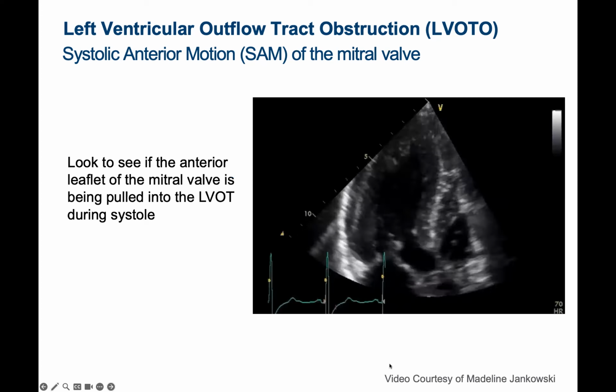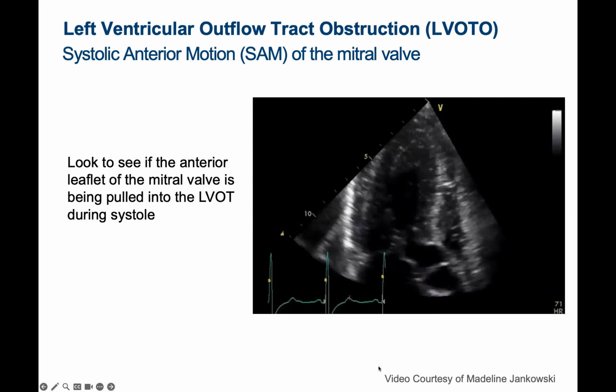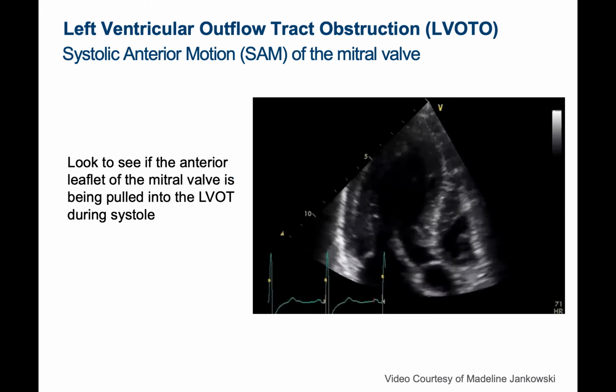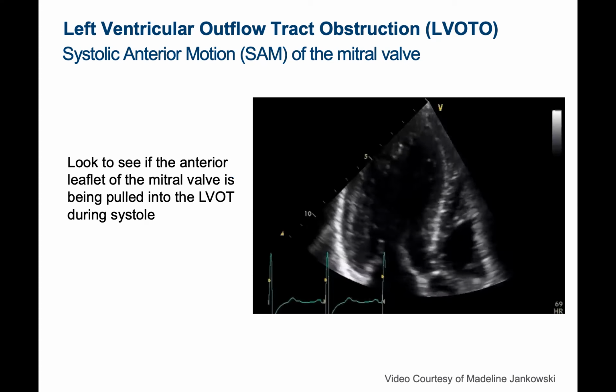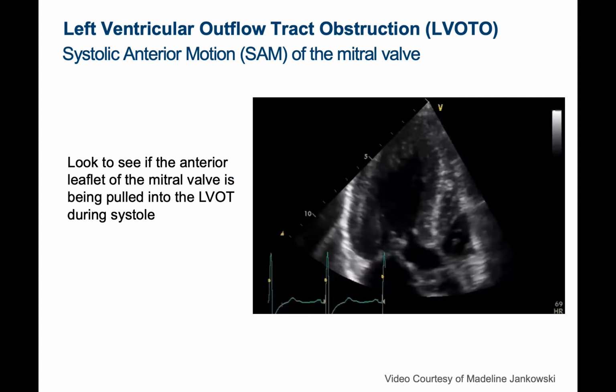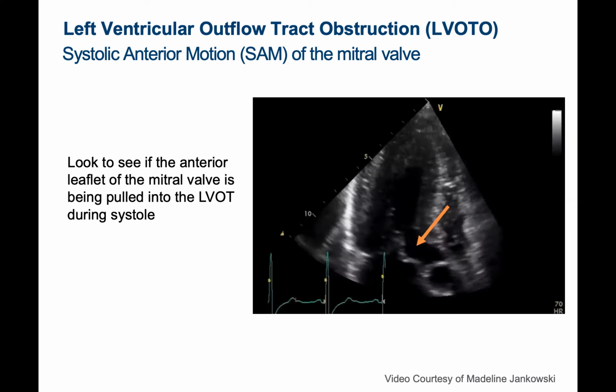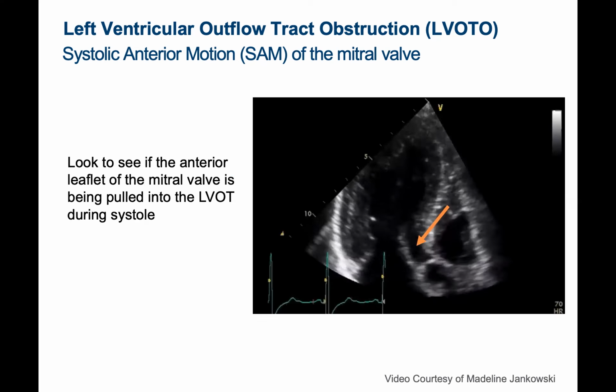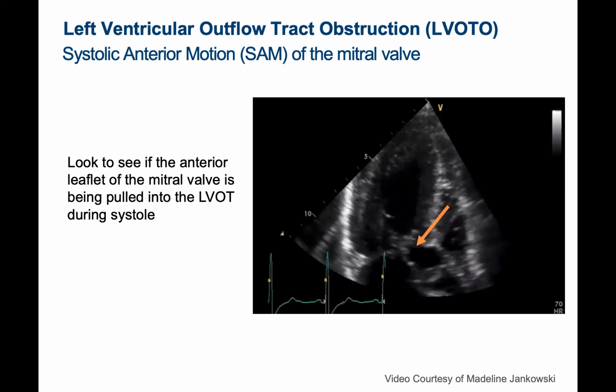This is an apical 3-chamber. So again, you're going to be looking to see if the anterior leaflet of the mitral valve is being pulled into the LVOT during systole. And so again, here you do see that during systole, that anterior leaflet is being pulled into the LVOT.